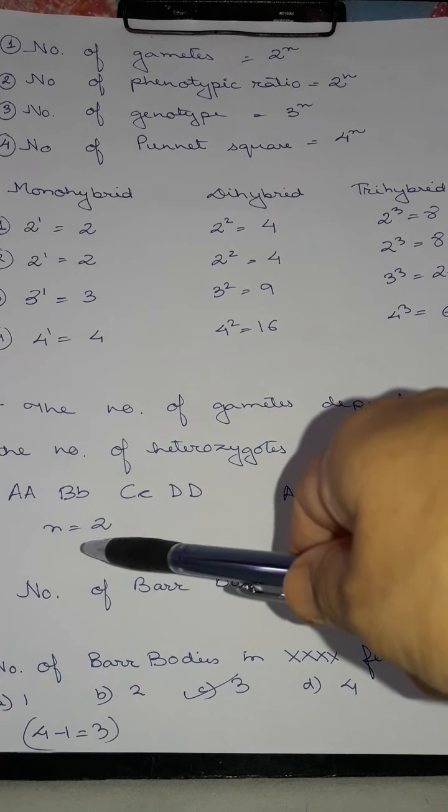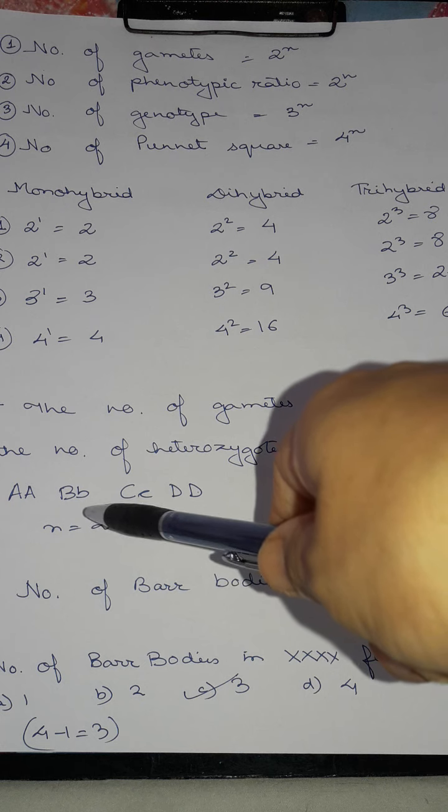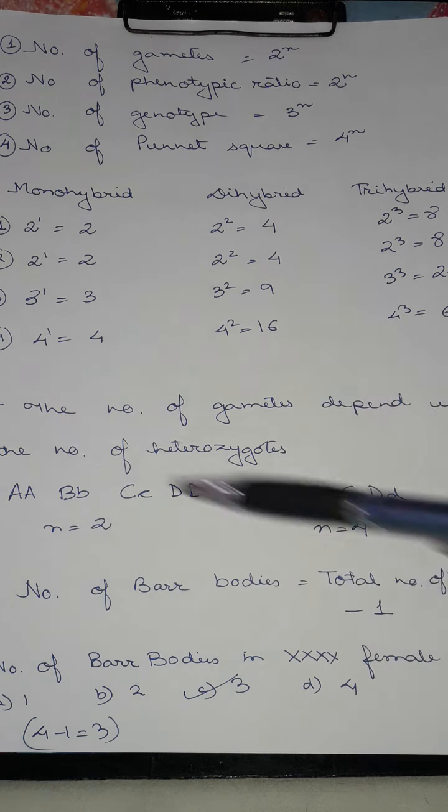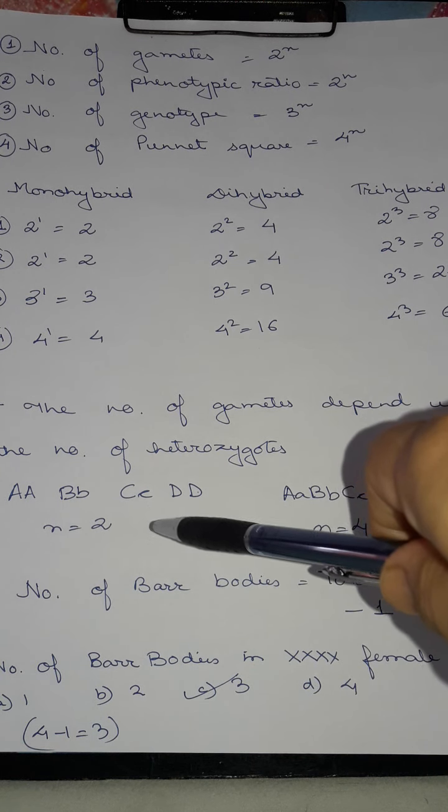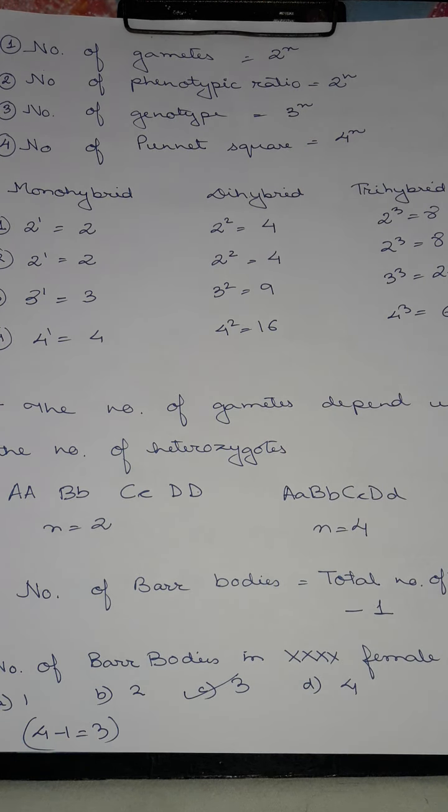So what happened? Here the number of heterozygotes in the first one is only capital B small b, and capital C small c. That means 2 heterozygotes are there, so n equals 2. So what will be the number of gametes? 2 to the power 2, that is 4. Again here all the 4 genes are in heterozygote condition, so n is equal to 4. That's why the gametes will be 2 to the power 4. Got it? Very simple.